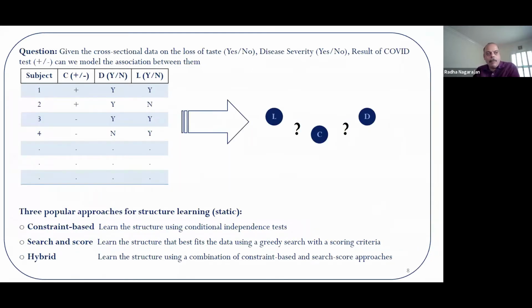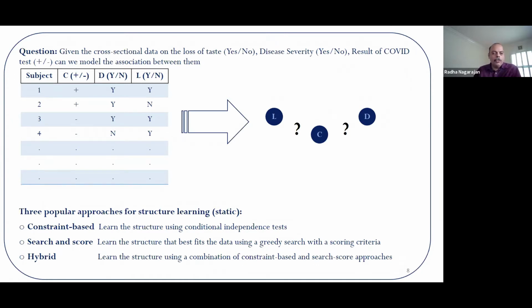So here's an example of the cross-sectional data that we talked about. It's shown on the left, and it's in the form of a matrix where the rows represent the independent realizations and the columns represent essentially the variables of inference. So we have the data. Now the question is, how do we determine the associations and relationships between the entities?